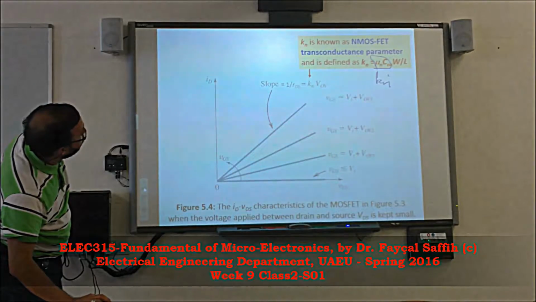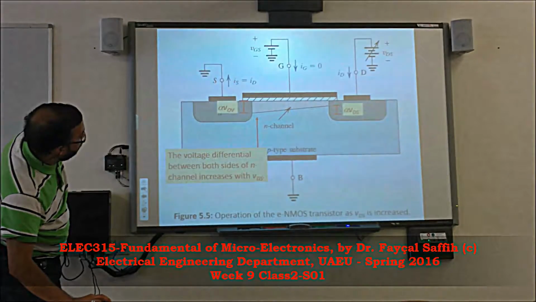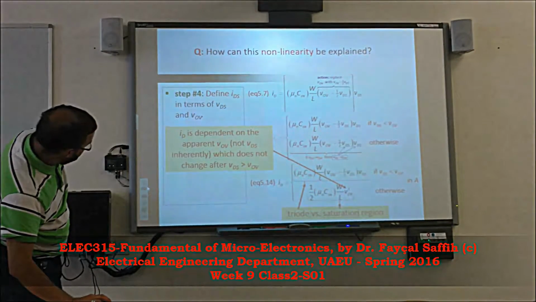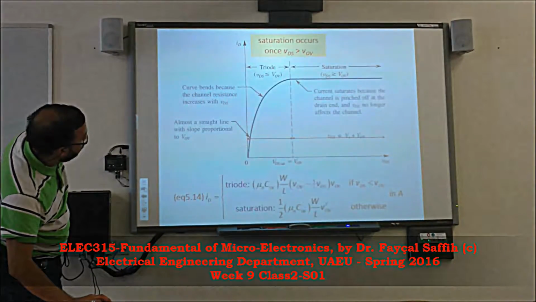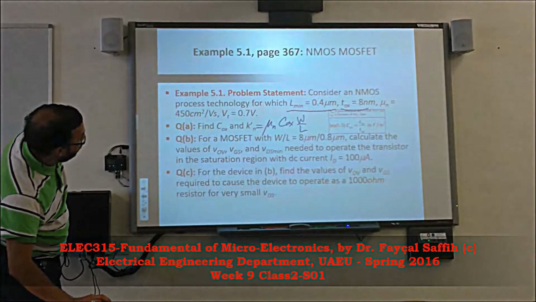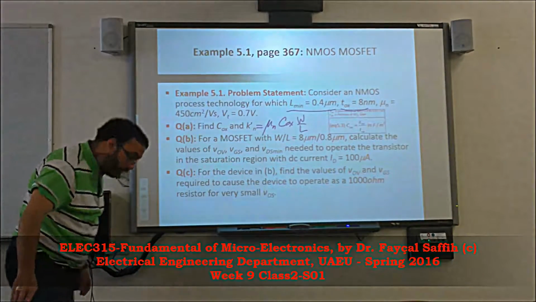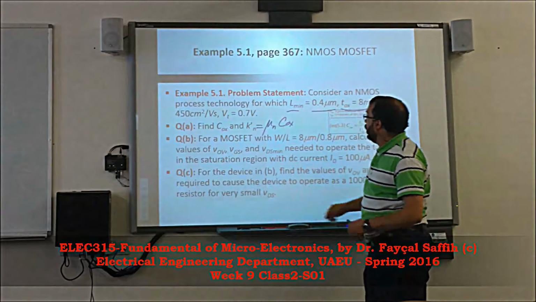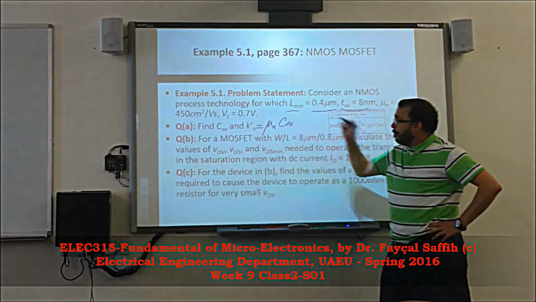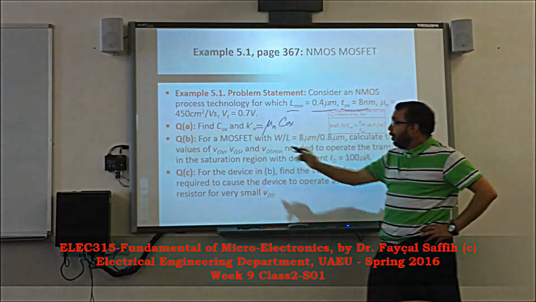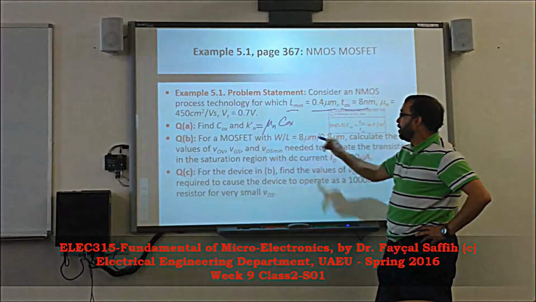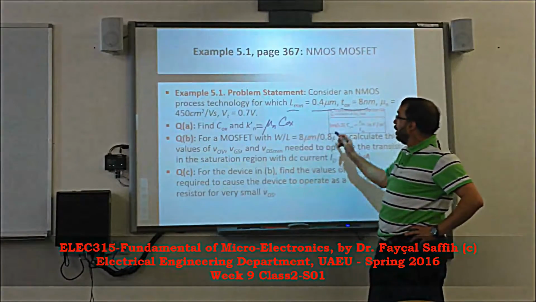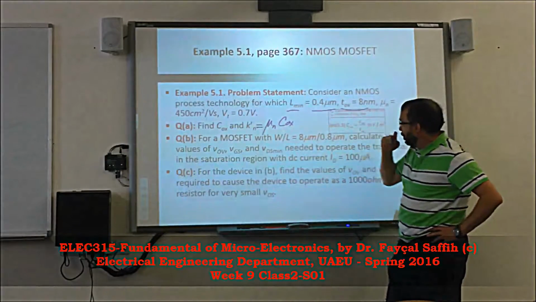That's worth noting. Okay, so Kn prime is then a done deal in this case. We just multiply the COX that we found by the mobility. That's it. So let's get rid of this. Alright, good. So this then we can apply. That's not a big deal, okay? For a MOSFET with W over L equal to this, this ratio means that W is equal to 8 micron and L is actually 0.8 micron, okay?